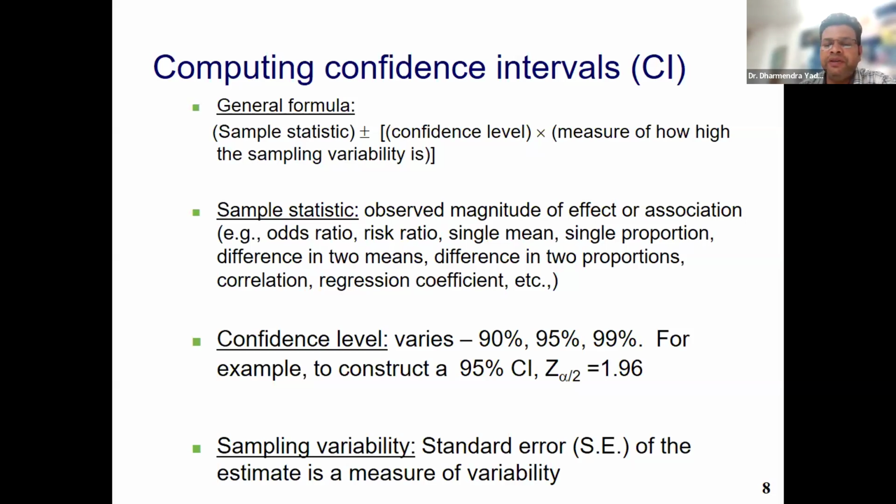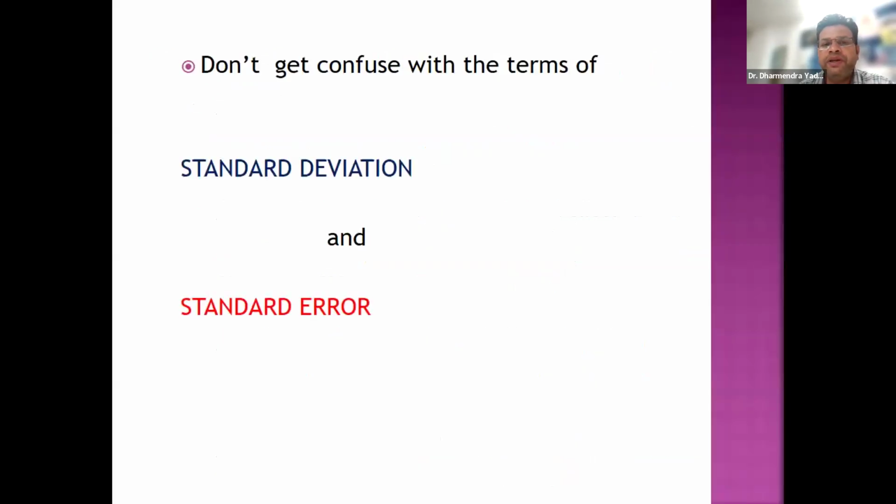Sampling variability is measured by the standard error. This is a very important term, so don't confuse standard error with standard deviation. Standard deviation is a measure of dispersion, the square root of your variance. It shows how the observations deviate from the standard value. But standard error is associated with samples.